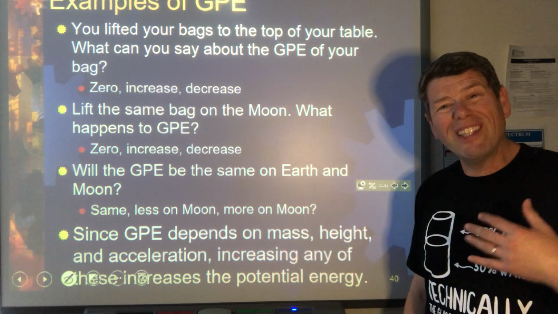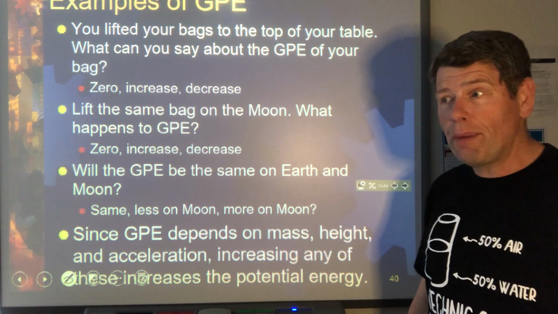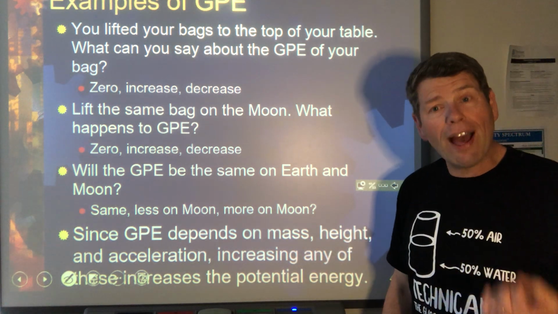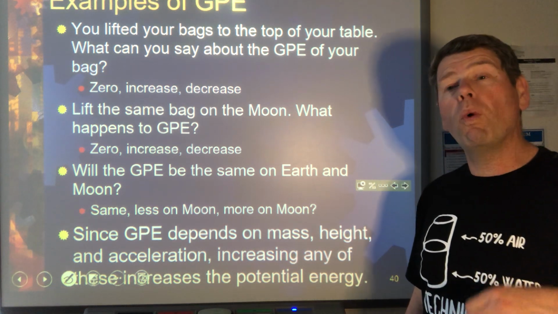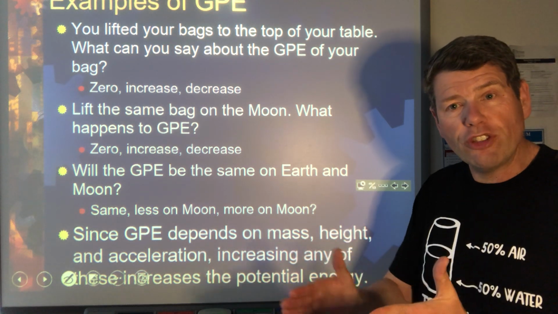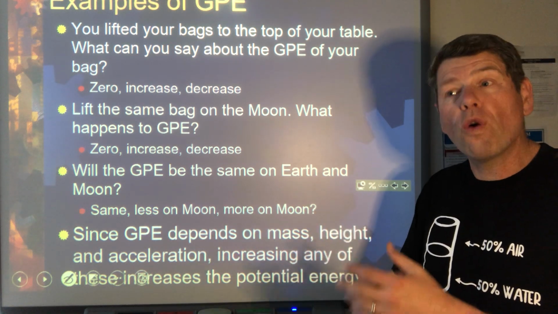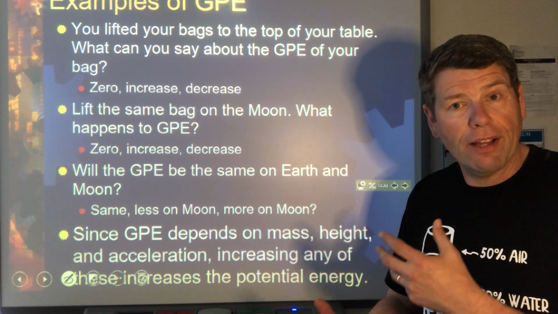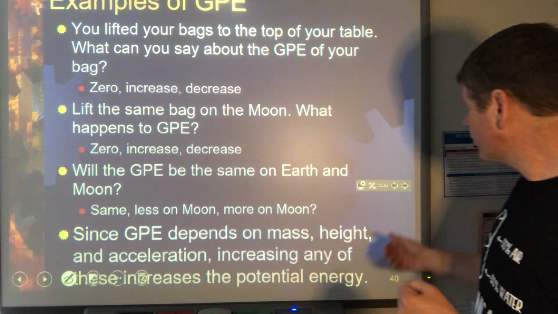The moon is about 1/6 the size of the Earth, so that means there's about 1/6 the amount of gravity, so you would only be doing about 1/6 the amount of work. So gravitational potential energy does depend on the force of gravity that there is. Okay?